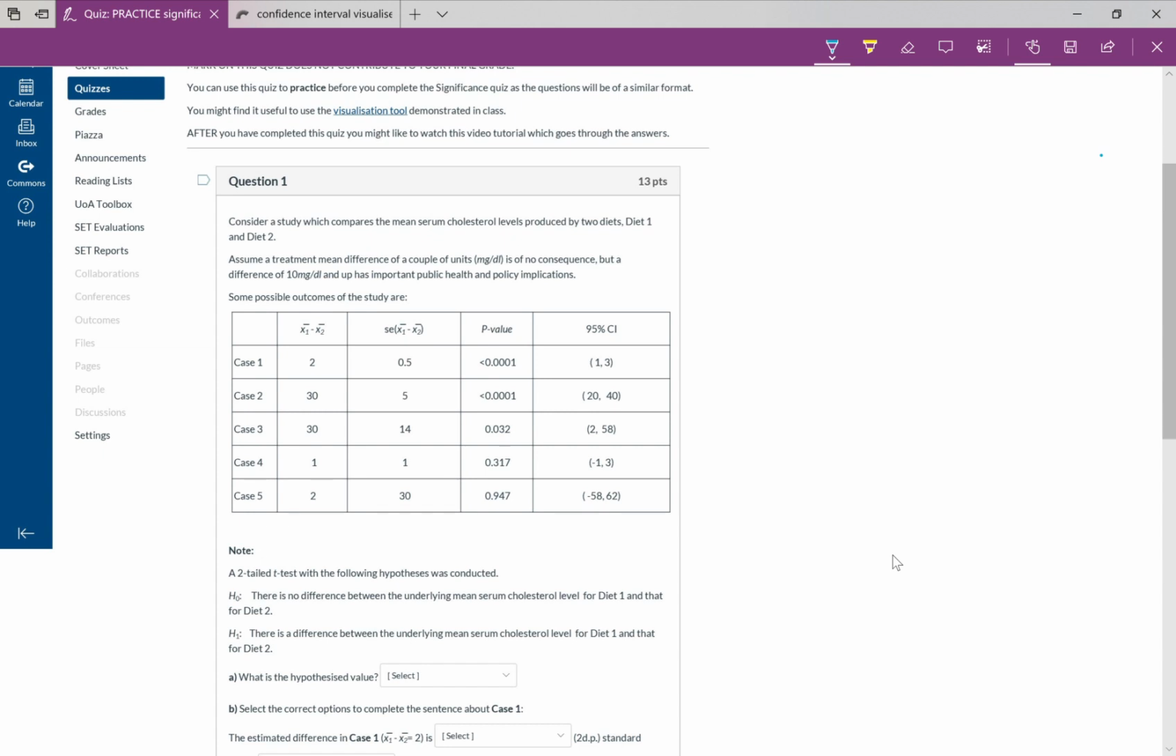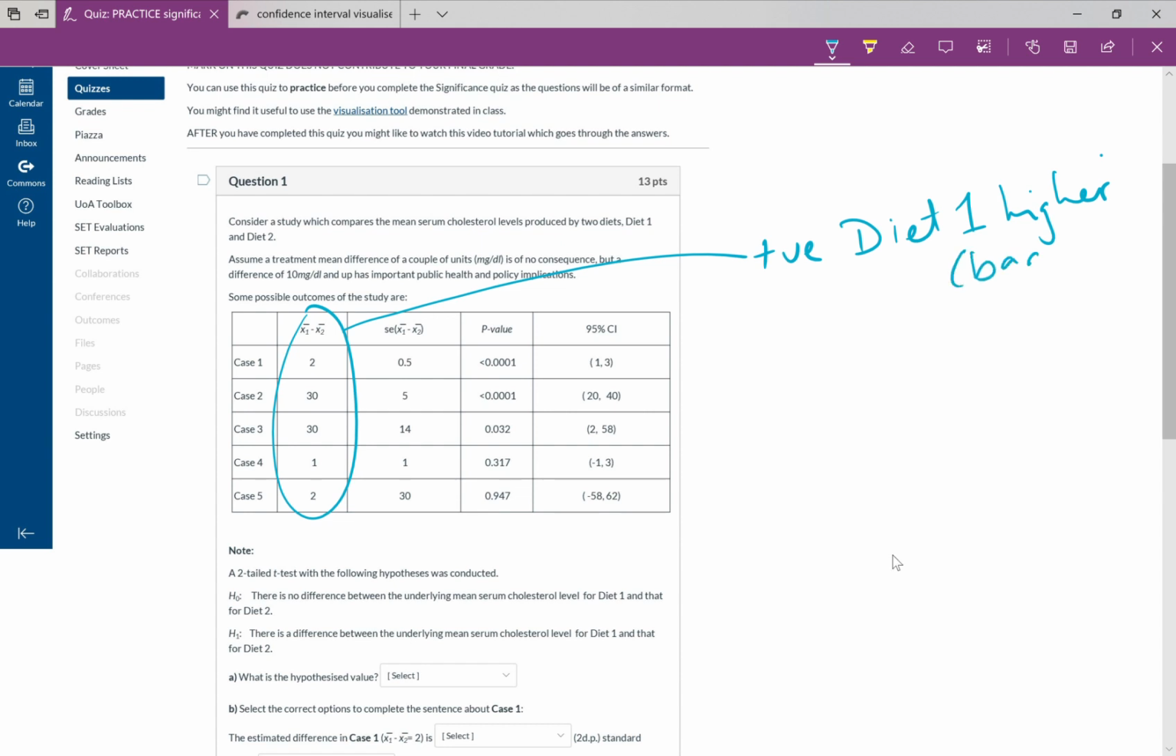So getting into the nuts and bolts of this, here is our observed differences. These differences are calculated by going x bar 1 minus x bar 2. So the observed mean for diet 1 minus diet 2. This means that any positive numbers we get for this difference are telling us that diet 1 has the higher cholesterol on average. And we're assuming for this example that high cholesterol is bad. So that would mean that diet 1 is the bad one. Negative numbers, that's going to tell us that diet 1 is better, because it's giving the lower cholesterol.